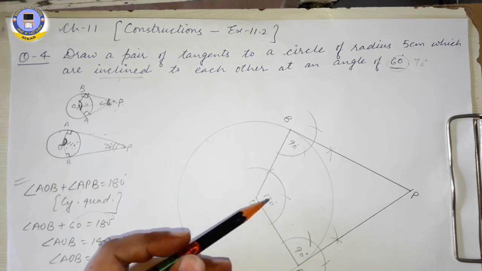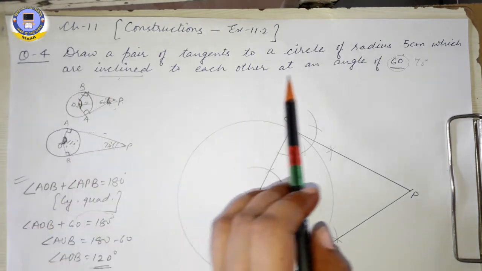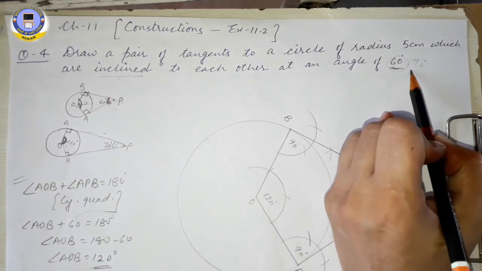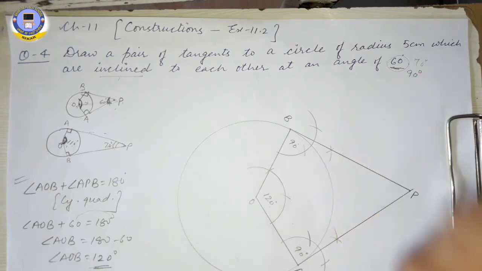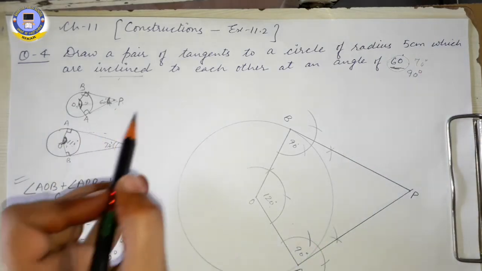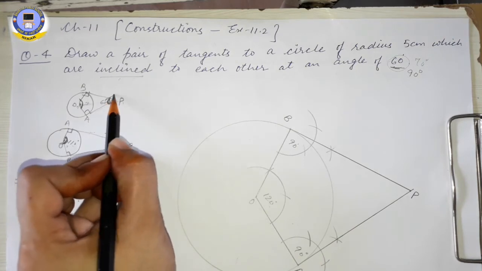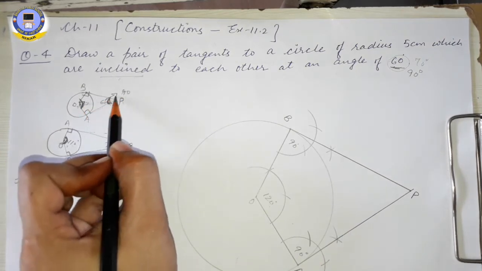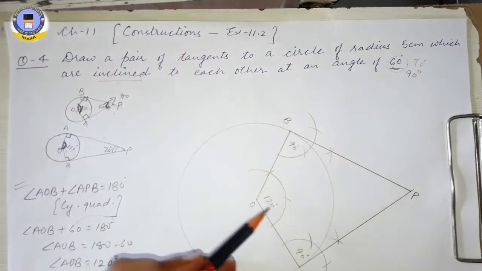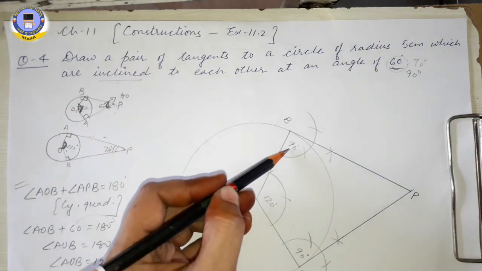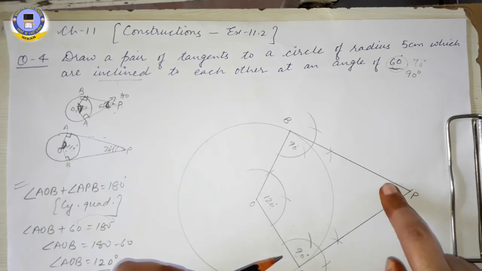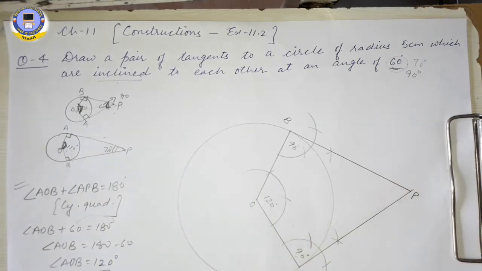Okay. And suppose it is given that both the tangents are inclined to each other at an angle of 90 degree. Then if they are inclined to each other at an angle of 90 degree, then what we will do? If here they are meeting at 90 degree, then at center also they will meet at 90 degree because 90 plus 90 is 180 degree. So here also you will make 90. At B also you will make 90. At A also you will make a 90. And automatically at P also it will be framed 90 degree.